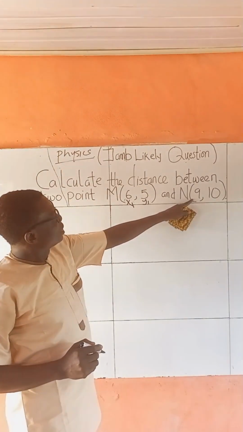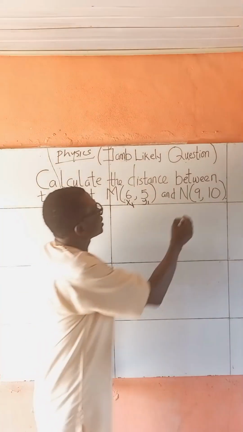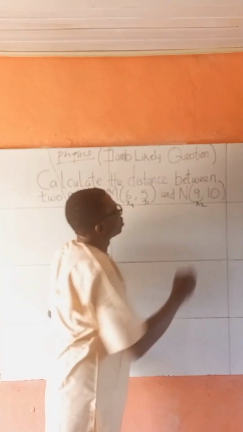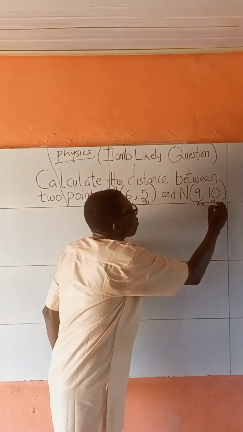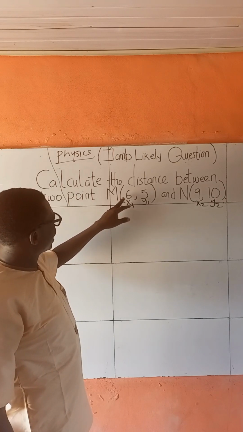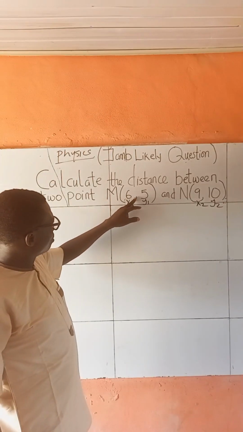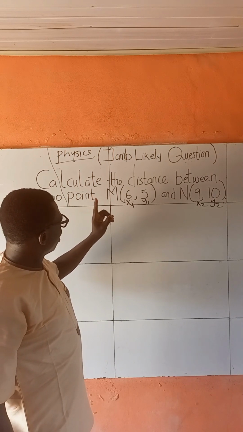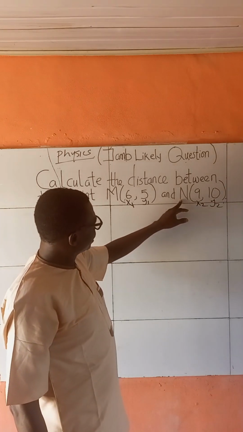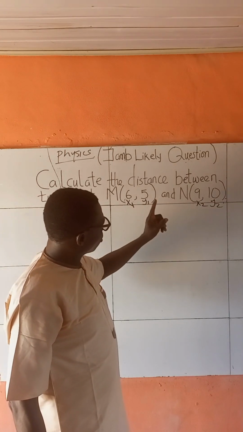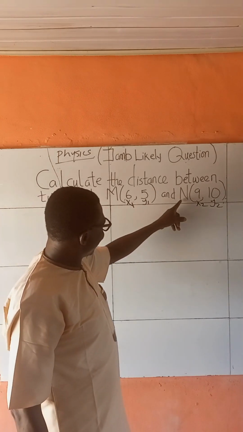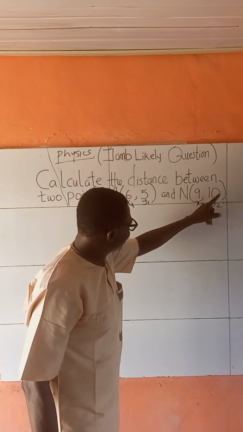The same thing here. You have (9, 10). This is the second point. This 9 is x2 and this 10 is y2. So on the first point, the value of M on the x-axis is 6 and on the y-axis is 5. The same thing for N: the value of N on the x-axis is 9 and on the y-axis is 10.